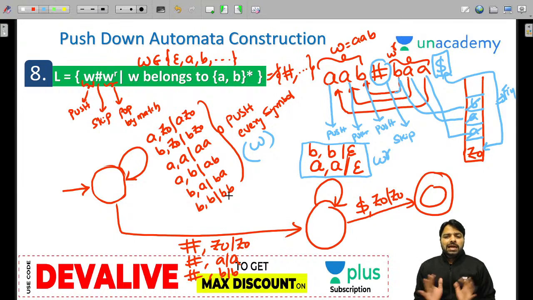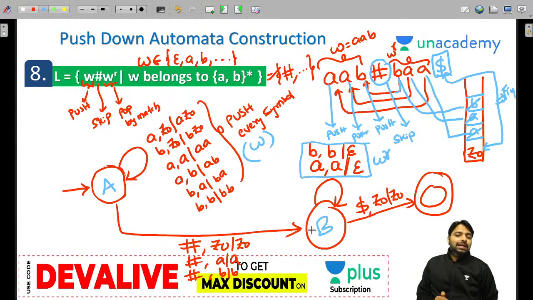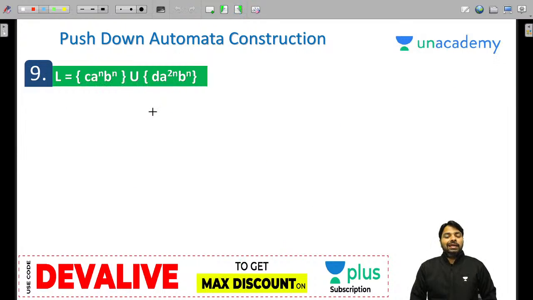And now hash accepted. Yes, from the initial state, by looking at hash Z naught, I can go to B and I can see the dollar next, because dollar is the end, but directly dollar will not come. Hash is the minimum input. Clear? Yeah. Ninth one.